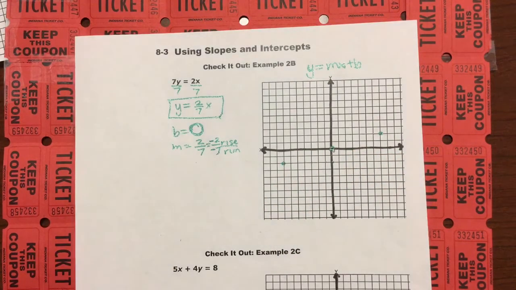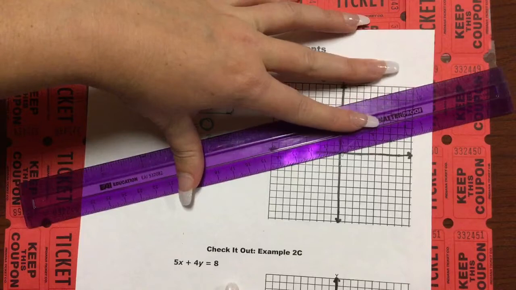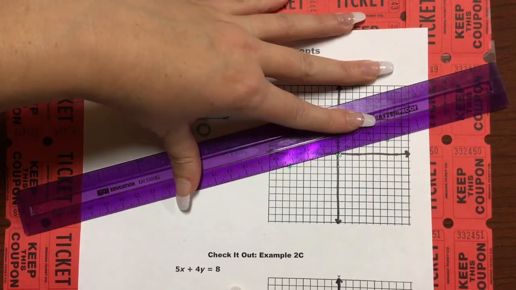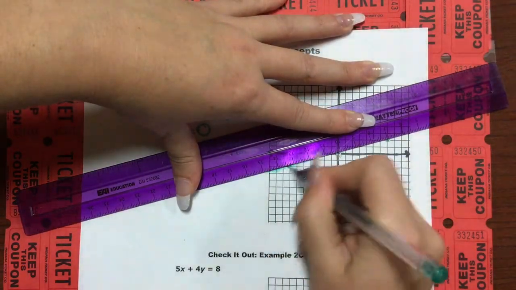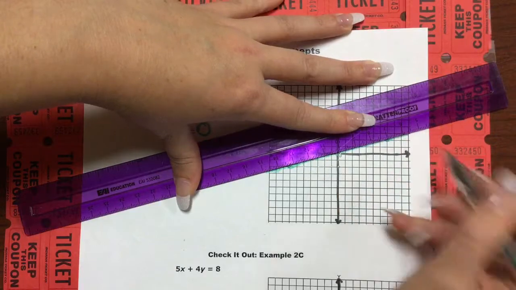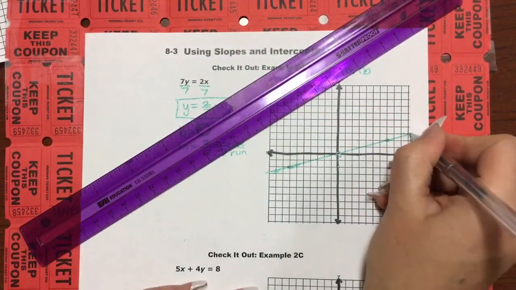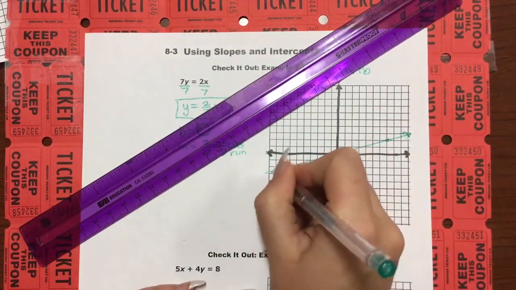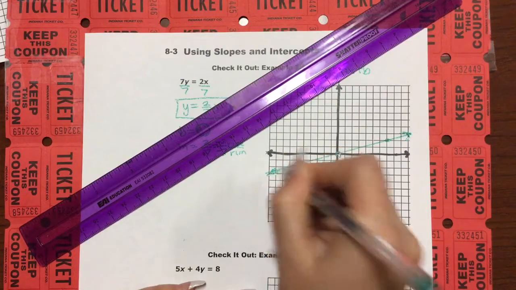There we go. We are ready to graph in this lovely color of green. Make it nice and thick. Okay, there we go. That is our line. Our magnificent and wonderful line.